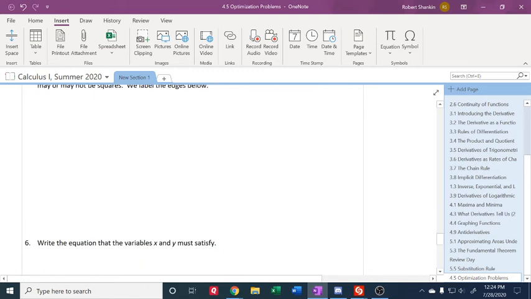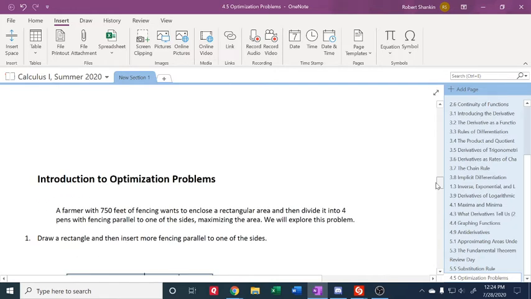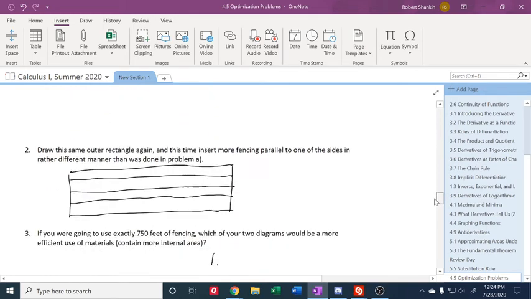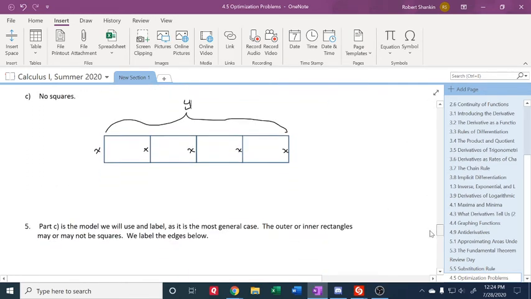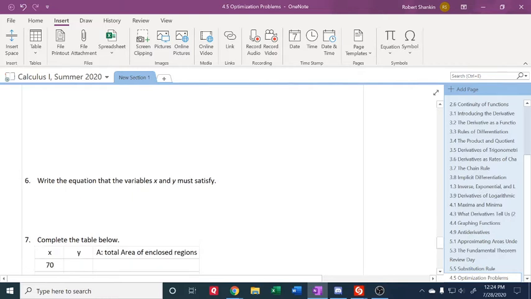Now, write the equation that the variables x and y must satisfy. To do that, you have to look back at the original problem, how it stated. What did it tell you must be true when you make this region? And make an equation that involves x and y that must be satisfied. So let me give you a minute and I'll call on a group here.